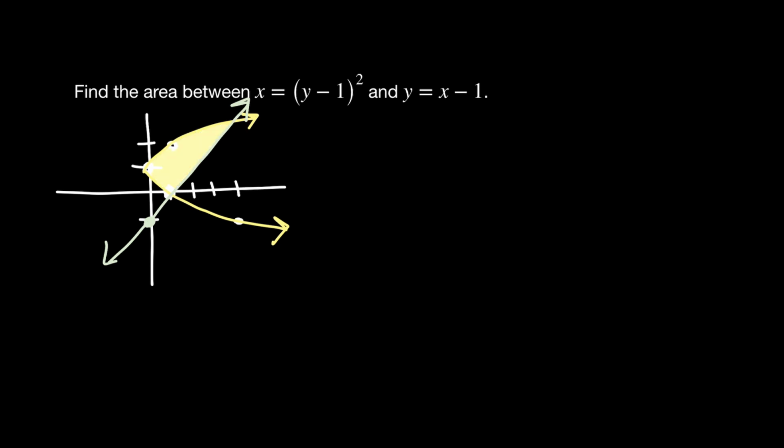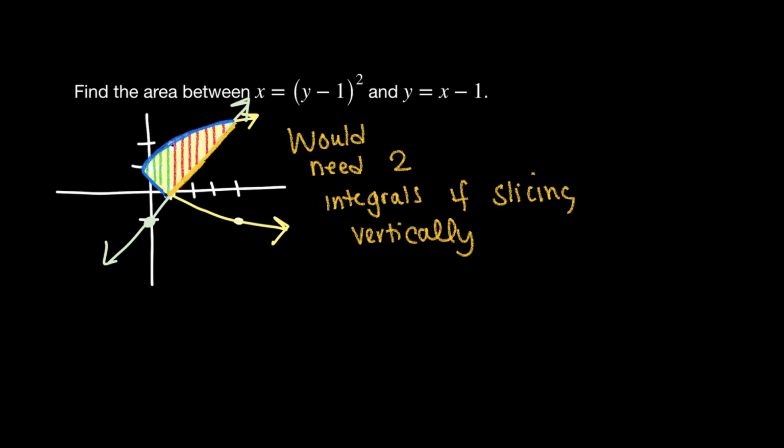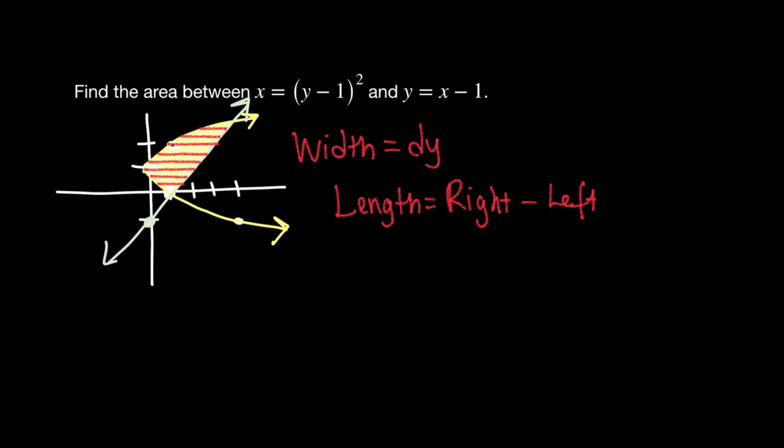So this is the region I want to find the area of, the area between these two curves. Now, if I want to slice vertically, I would have to write two integrals, because the object on the top is always the parabola, but the object on the bottom actually changes. On the left half, the bottom of the object is the parabola, and on the right half, the bottom is the line. So I'd have to set up two integrals if I wanted to slice vertically and work in terms of x. So instead, I'm going to slice this one horizontally.